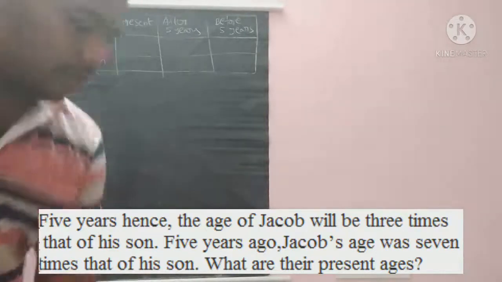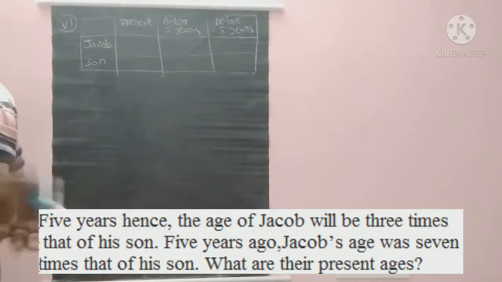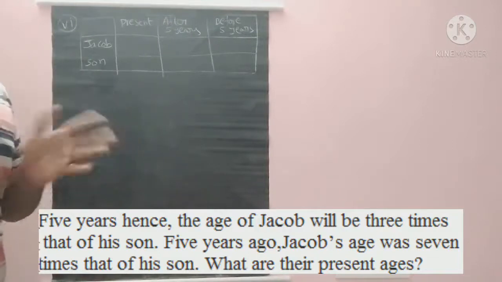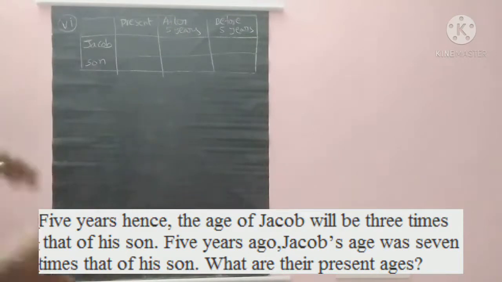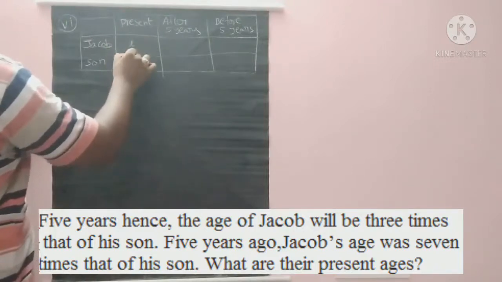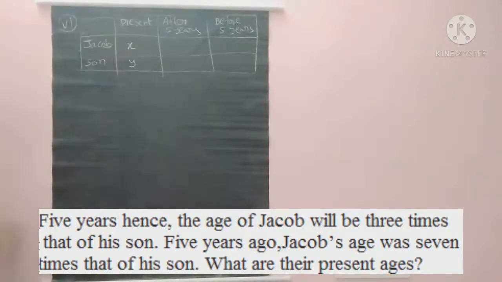So especially when the problems are regarding ages, always follow this pattern. Here there are 3 situations: one is present, another is future, another is past. So first you should write the present ages. Assume Jacob's age is x and son's age is y. So first leave the question, the condition, the relation. First I am assuming the present age of Jacob is x and of the son is y.